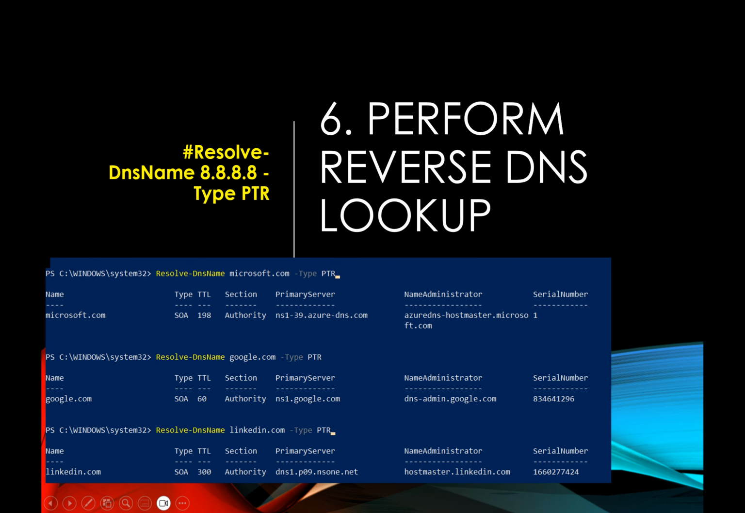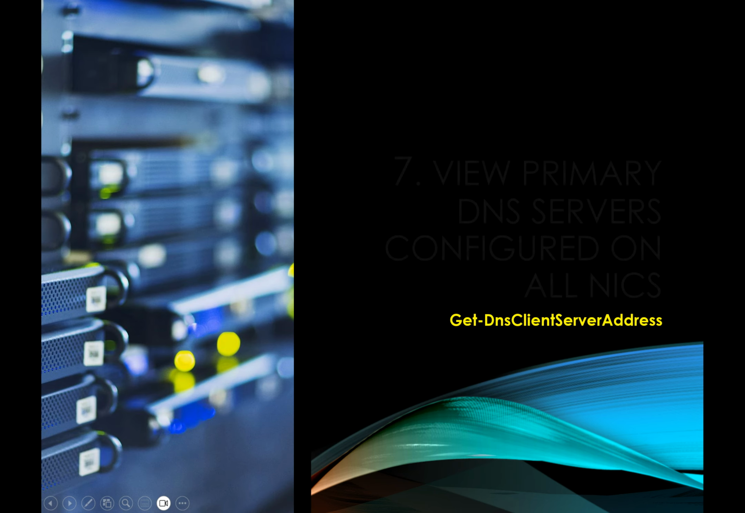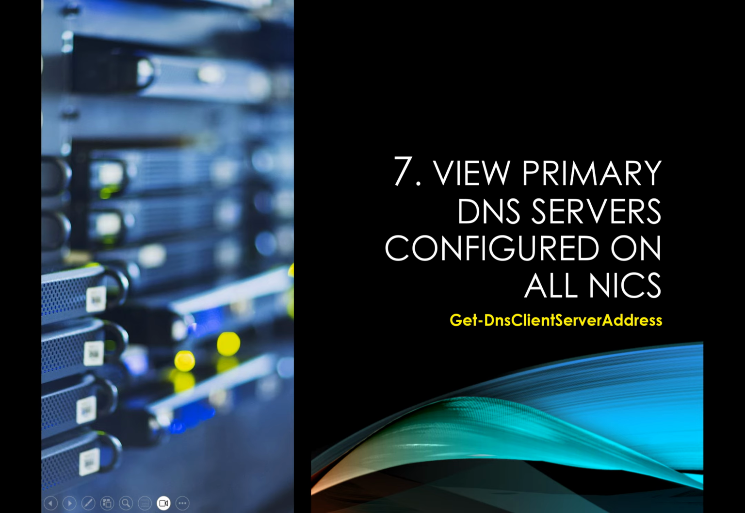Great. So for example, I wanted to repeat something I've already said. How do we display a pointer record for Microsoft, for Google, and also for LinkedIn? This is how you can display all of them. This is Microsoft, this is Google, and this is LinkedIn. Great. That performs a reverse DNS lookup. Excellent. Next, Get-DnsClientServerAddress.